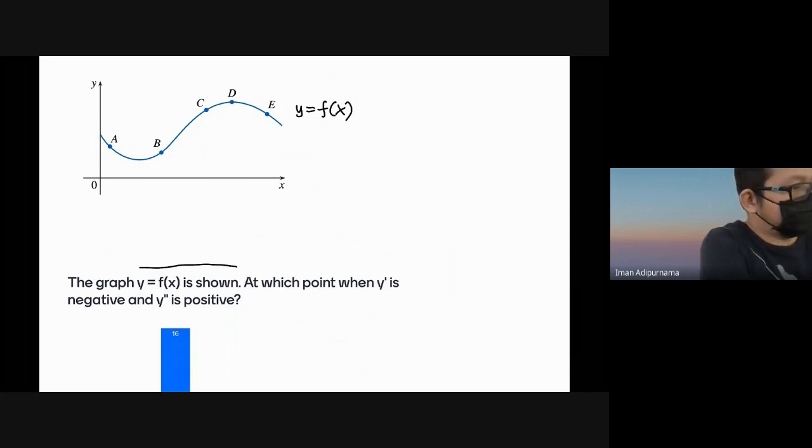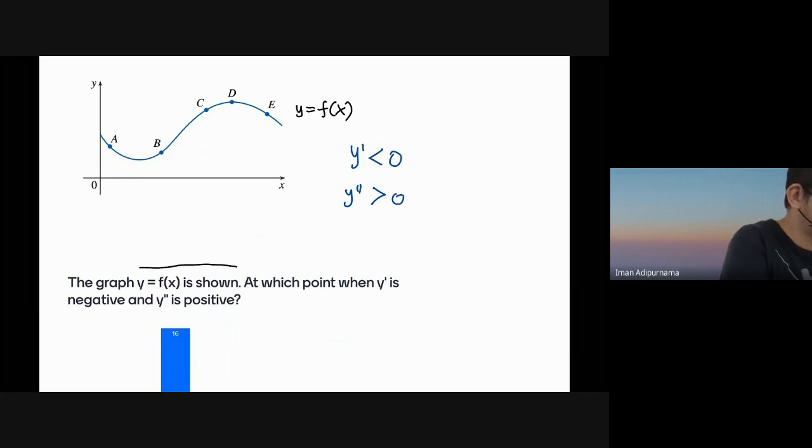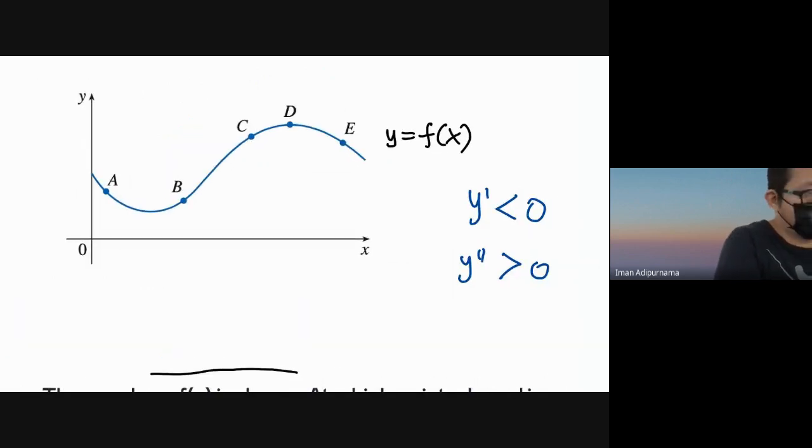The question is simple. At which point is y prime, the first derivative, negative, and y double prime, the second derivative, positive? So it's asking when y prime is less than 0 and y double prime is positive. As my suggestion, first try to roughly imagine the slope at each point.